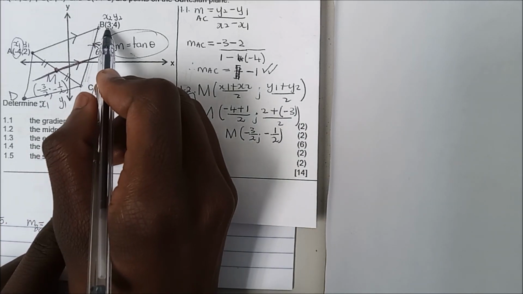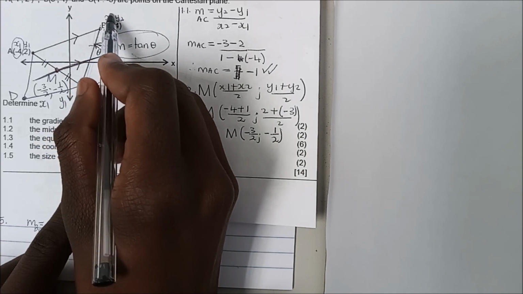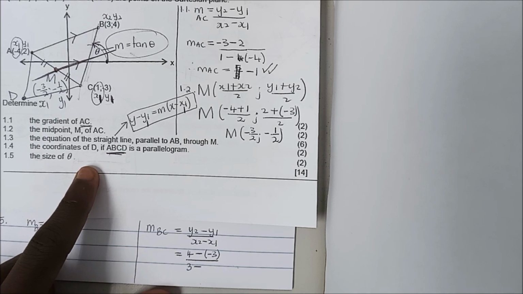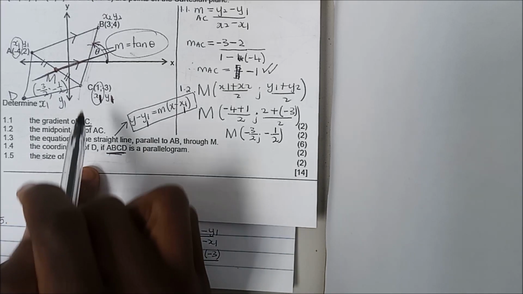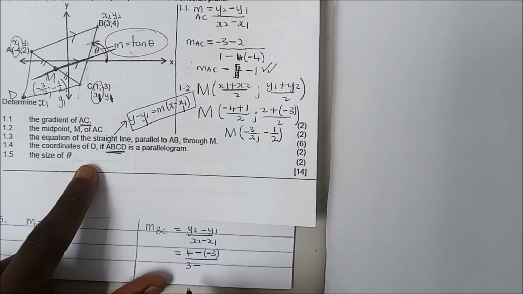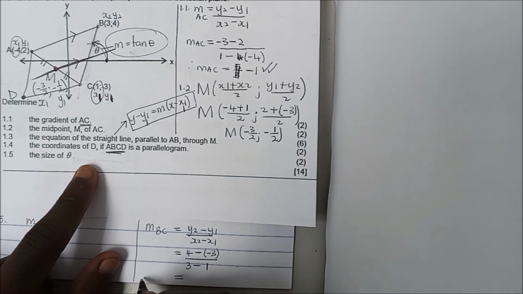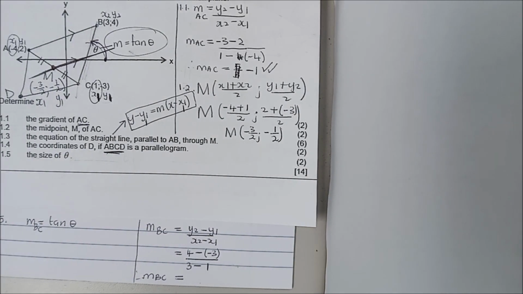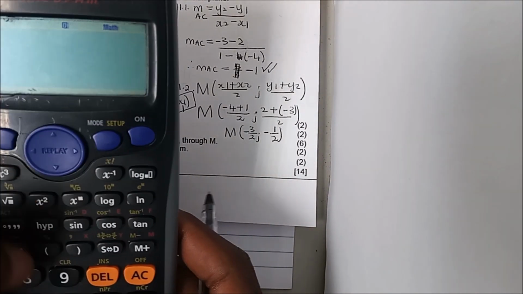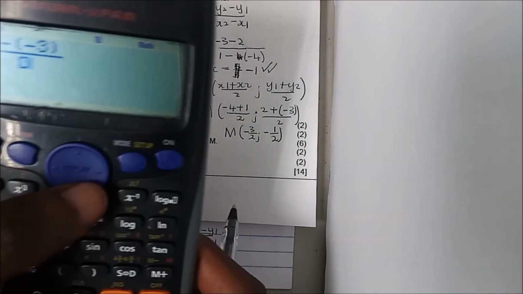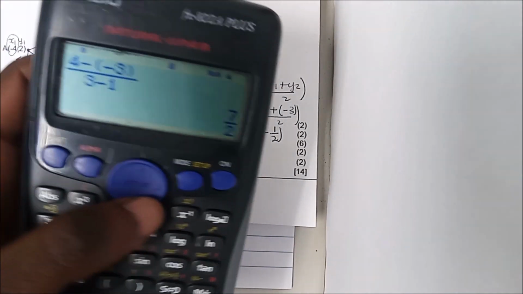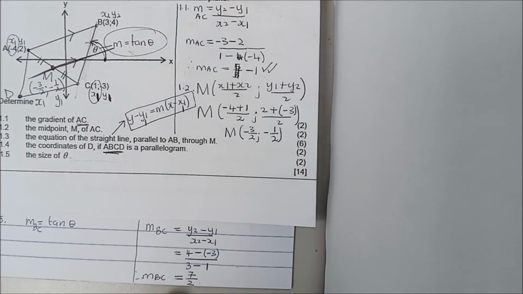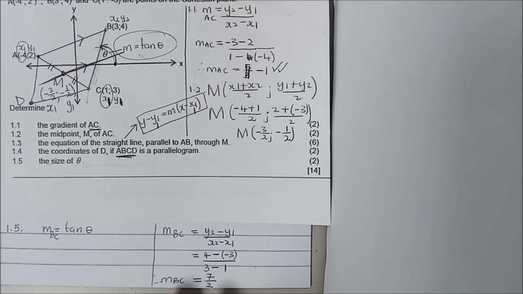And then what's going to be our x2? We go to the sketch. We said our x2 is going to be 3. So we have 3 minus, and then what's going to be our x1? We go to the sketch. That's going to be 1. Beautiful. So now we put that in the calculator. Therefore, we'll get the gradient of BC. That's 4 minus -3 over 3 minus 1, which is 7 over 2. So now we know the gradient of BC.